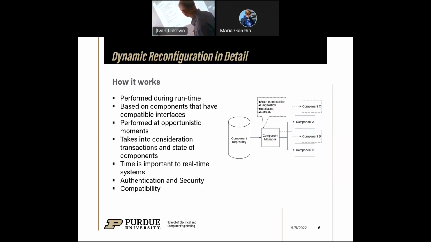Now, this can happen only if I have compatible interfaces between components. If I want to replace A with C and B with D, I have to make sure that A and C have the same interface, or at least a compatible one. And this can be done only at certain moments. If a component is in the middle of some processing, you cannot really do that. You can do it only when the component is done servicing something. It could be busy for just 10 milliseconds, but you have to wait for it to finish and then do the replacement.